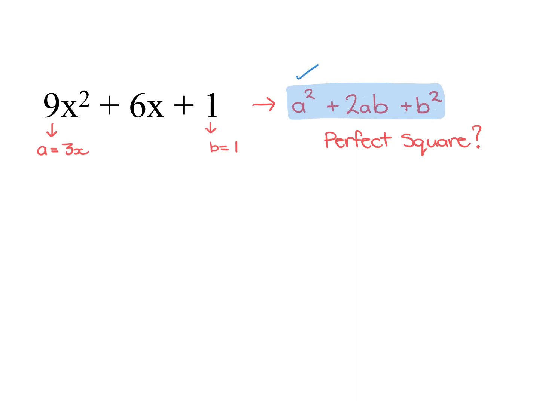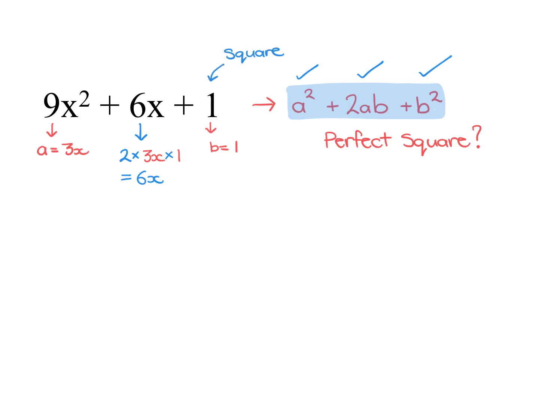So let's start out with our first term. It should be a squared, meaning it should be a square. Now 9x squared is actually a square because you can take the square root of it. Okay, so that one checks out. Now let's move on to the middle term. The middle term should be 2 times a times b. Okay, so that's 2 times a, and a is 3x, so let's put that there. And b is 1, so let's put that here as well. And when you multiply them all together, you actually end up with 6x. So our middle term is actually 2ab.